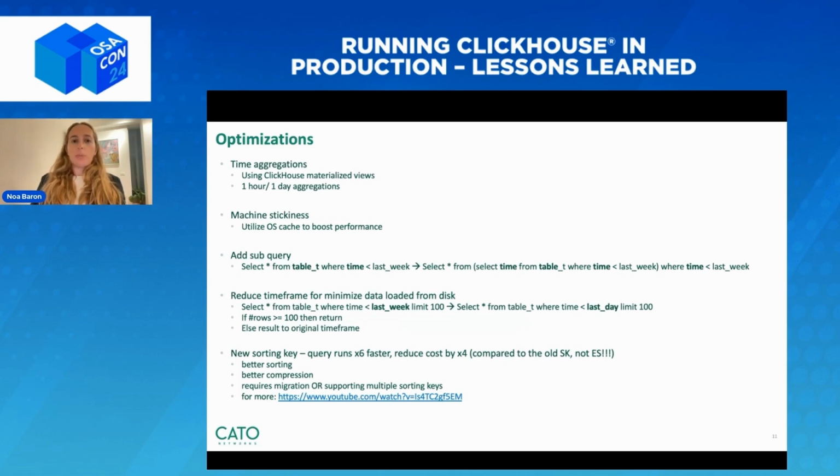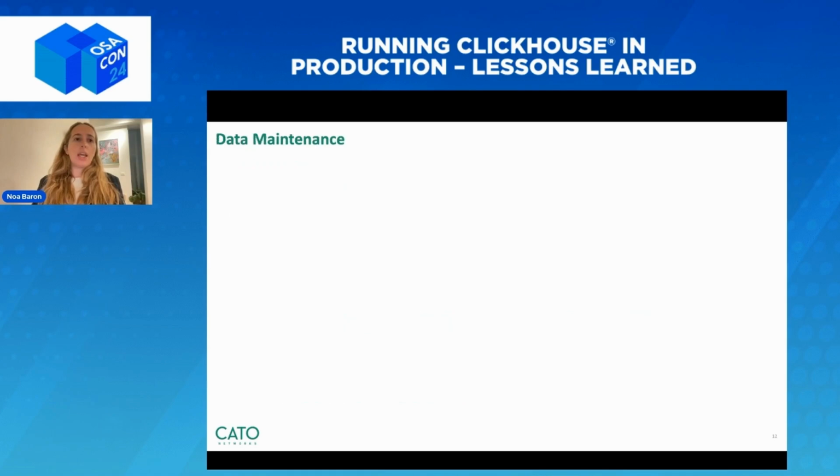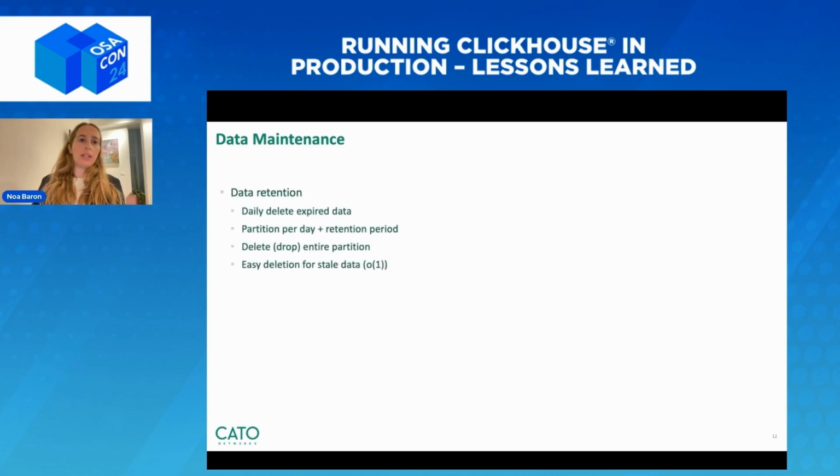Okay, so those are some of the optimizations that we are able to perform over ClickHouse during the query time, from our query engine service. Another interesting work that we did is for data maintenance. We have two different types of data maintenance, the first being data retention. Daily we delete expired data. We are obliged to do so by law. So we partition the data per day and retention period. That makes the deletion itself pretty easy. We just drop the entire partition, which is the easiest way for us to delete expired data.